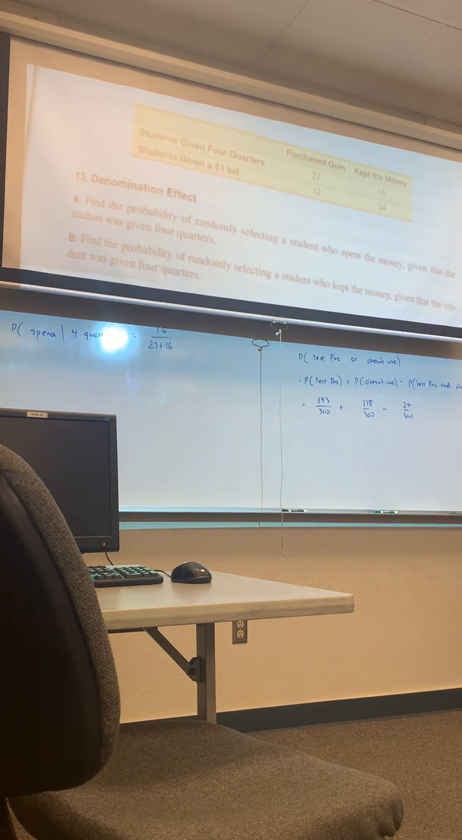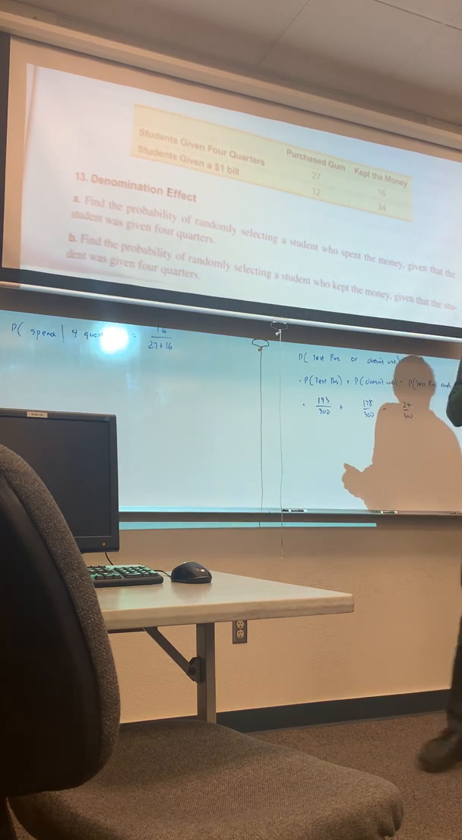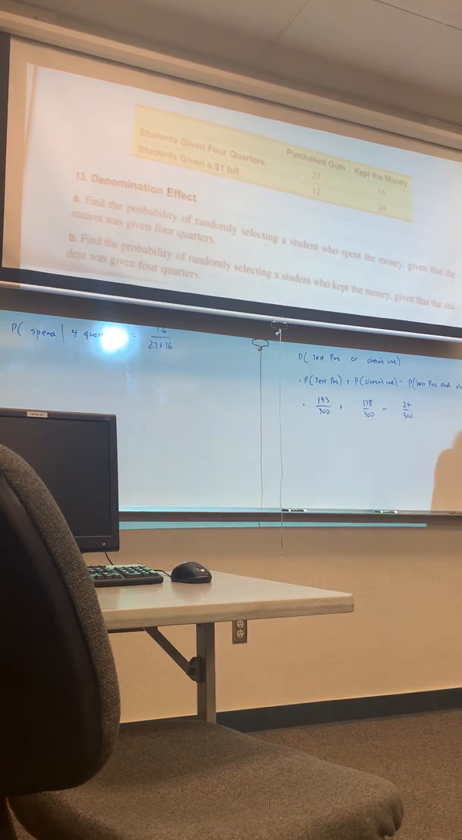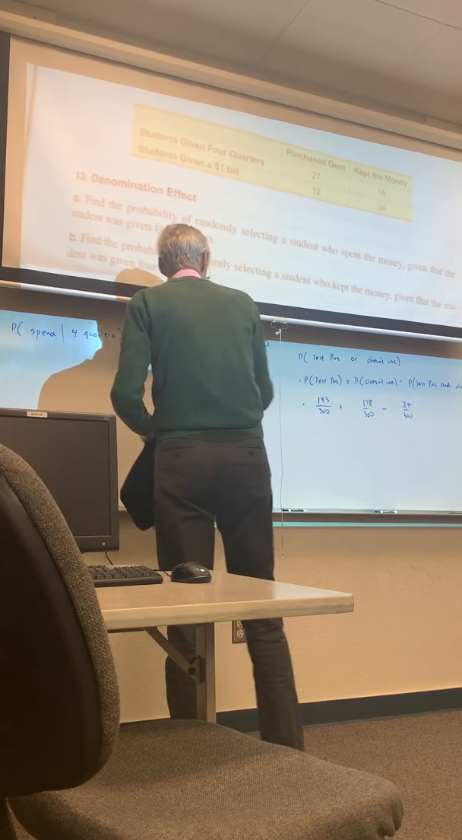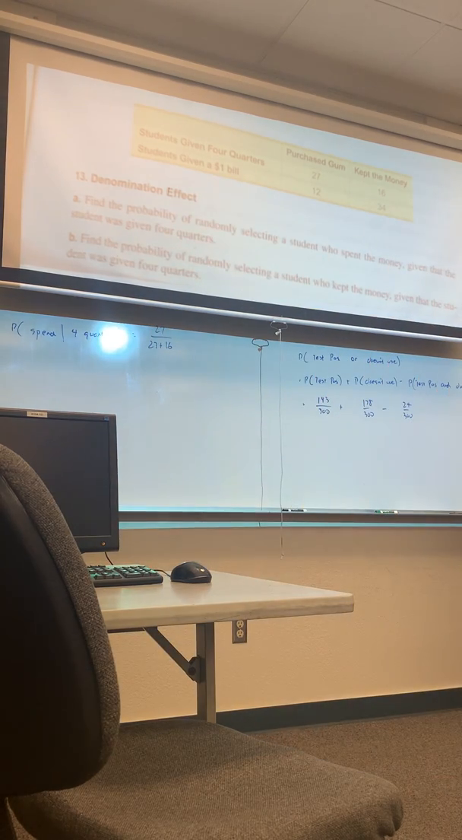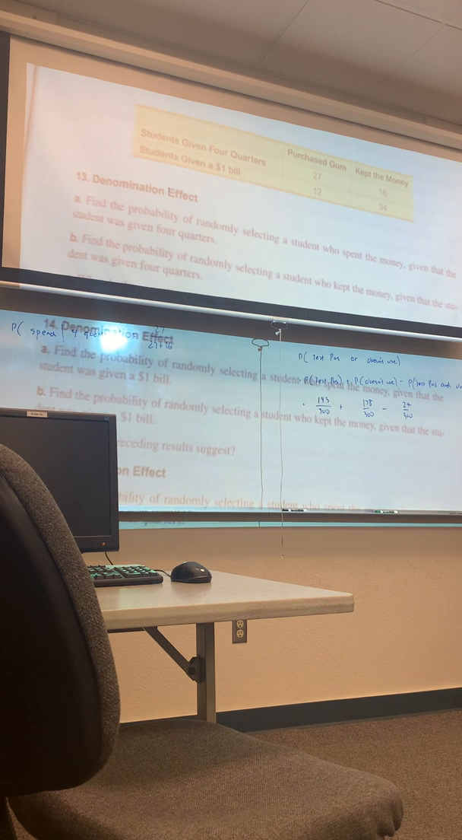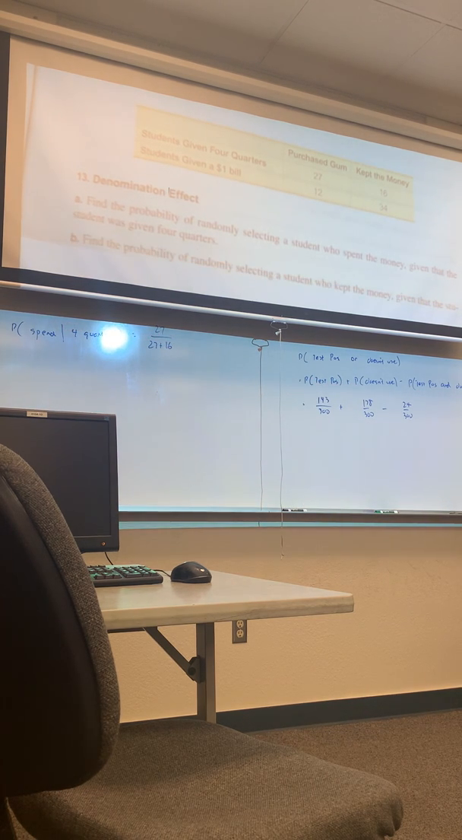Wait, did I make a mistake? No, spent or be purchased from, not kept. Spent the money, oh, sorry, 27. Thank you. So spent, given 4 quarters, is 27 over 43.